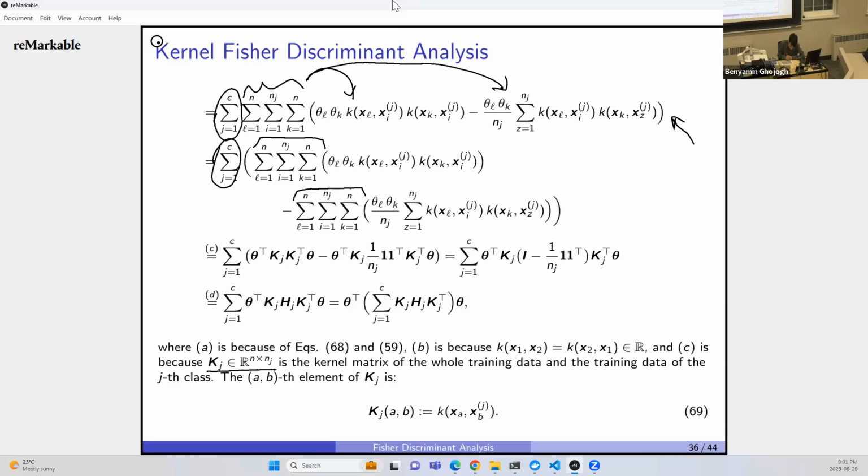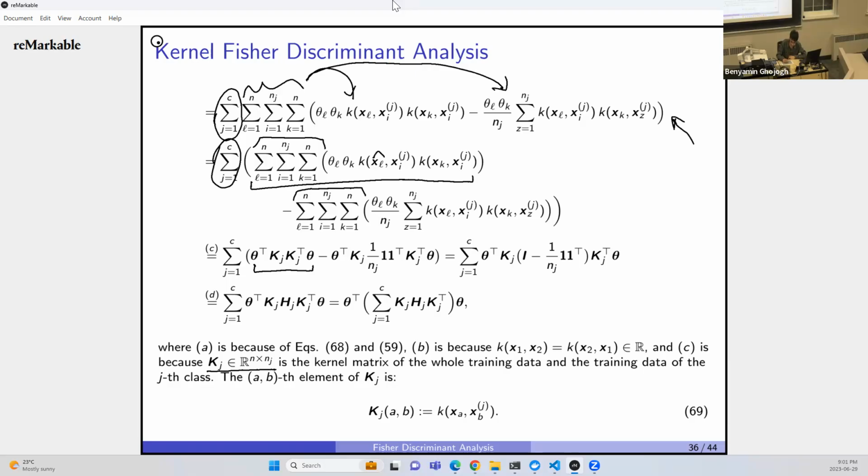Kernel K_j, which is n by n_j. What is K_j, by the way? It is the kernel of all of the data points and the points in the jth class. It's a rectangular kernel matrix, okay? Then I can write these elements in matrix or vector form, so they become like this.